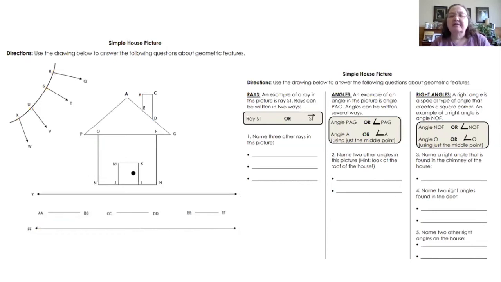The other side talks about rays. So a ray, an example of a ray in this picture is ST. Rays can be written 2 ways. I either have the word ray ST, or I draw the ST and an arrow over top of it. Okay, so you're supposed to name 3 other rays in this picture. And once again, if you need more time, just pause the video.